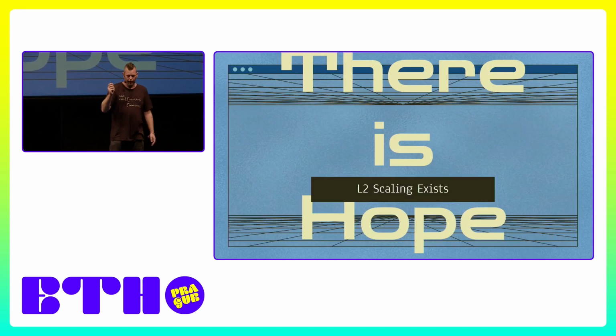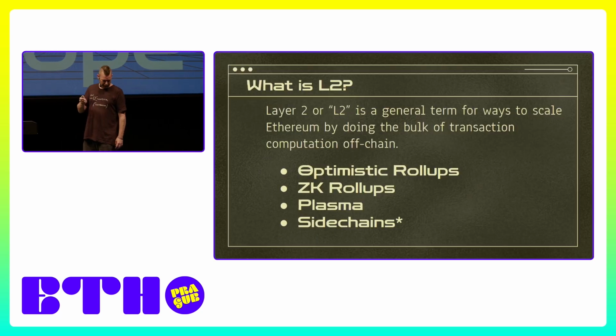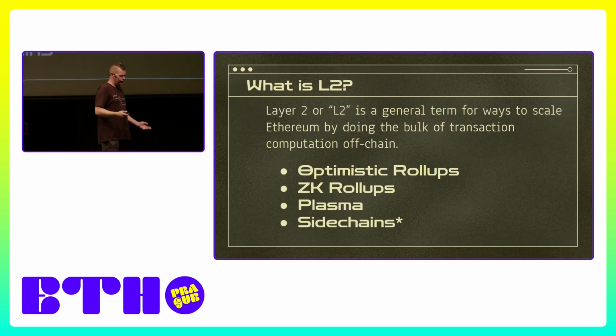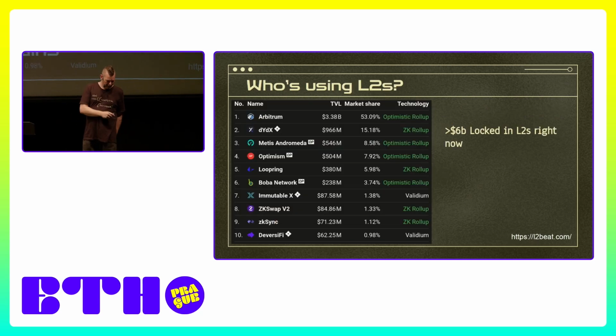But there's hope. L2 scaling does exist. There's a bunch of different ways to do it, but we've decided to go with ZK Rollups. So what's an L2? Just a quick overview. An L2 is a way to scale Ethereum while using the underlying security of Ethereum, but offloading all of the compute, or most of the compute, somewhere else. We do this with optimistic rollups, ZK rollups, Plasma, and sidechains. The asterisk is there because people like to argue whether or not sidechains count as L2s.